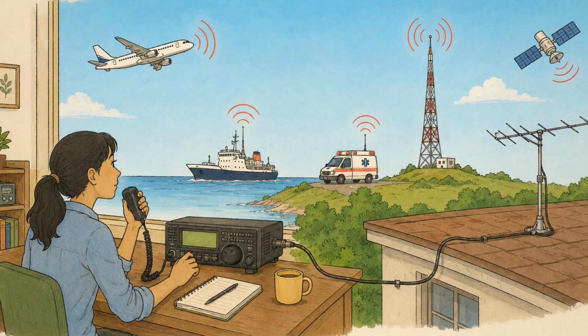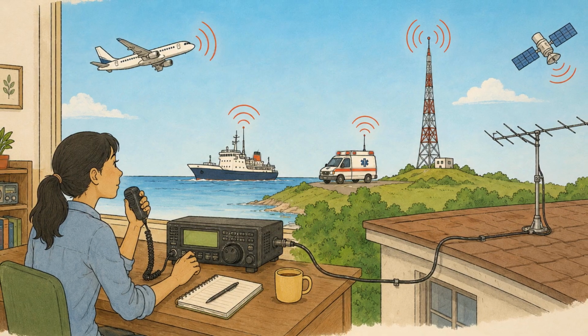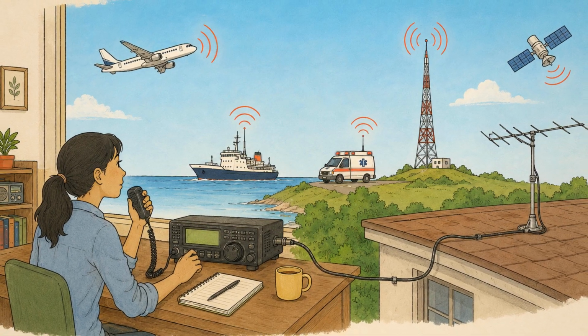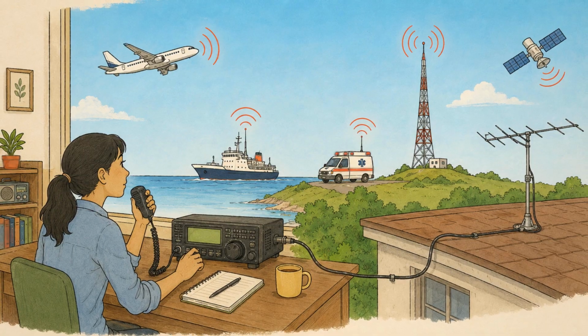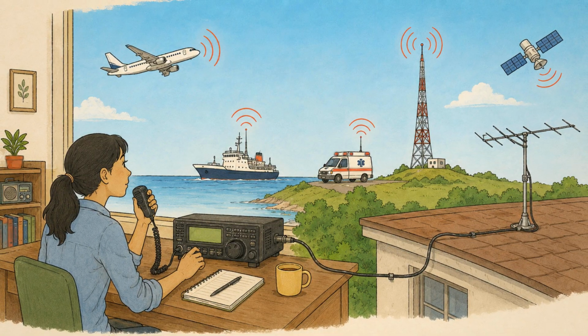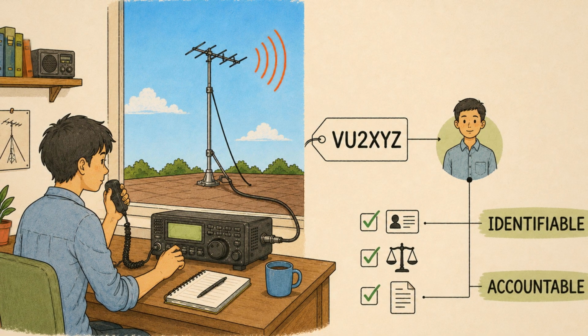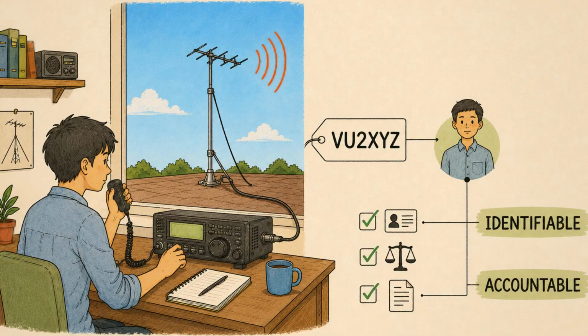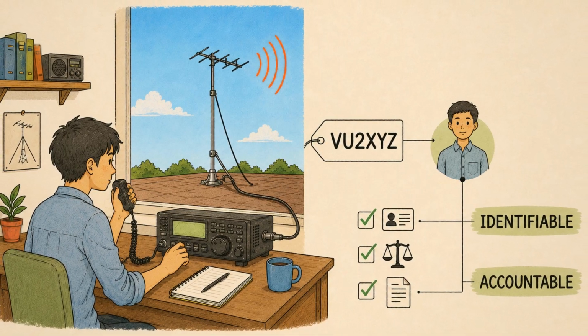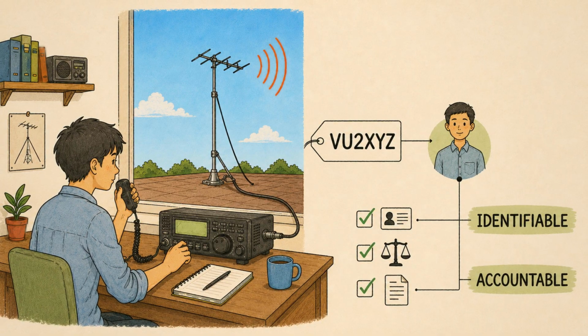In the previous episode, we saw why transmitting requires a license. Radio signals leave your equipment and enter a spectrum shared with aircraft, ships, emergency services, broadcasters, satellites, and other radio users. A license makes an operator identifiable and accountable. The examination checks whether that operator understands the equipment and the responsibility that comes with pressing the transmit button.